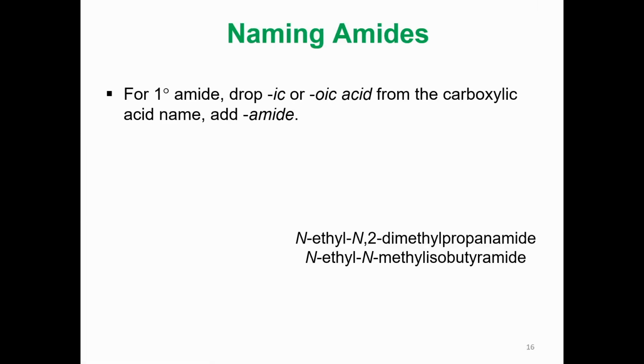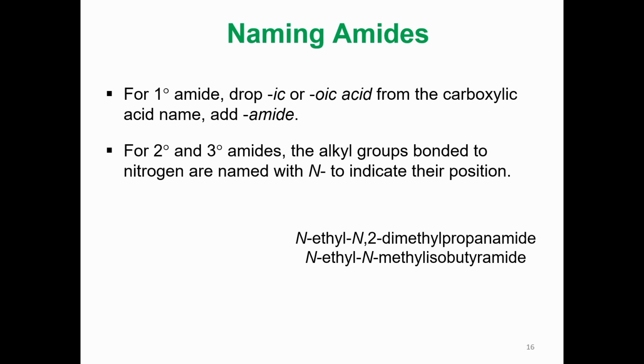In naming amide, the -ic or -oic of the acid is replaced with amide. For secondary and tertiary amide, the alkyl groups bonded to nitrogen are named, like I said in the previous slide. Now this compound, we want to name it. We name it N-ethyl-N,2-dimethyl because the first methyl is both on N and on carbon number 2. Remember, the carbon that bears the carbonyl is carbon number 1.